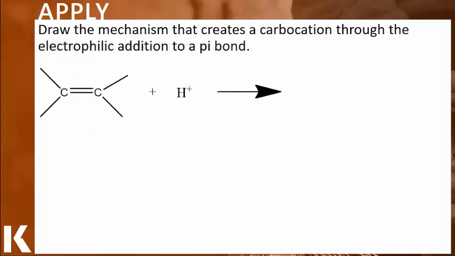Moving on to the second way a carbocation is formed, let's draw the mechanism that creates a carbocation through the electrophilic addition to a pi bond. Here we have the electrons in a pi bond attacking the positively charged hydrogen, often referred to as a proton. This attack adds the hydrogen to one carbon in the double bond. We're left with the other carbon that was previously neutral, but since it lost an electron from the double bond, it is now a positively charged carbon. This is the creation of a carbocation.